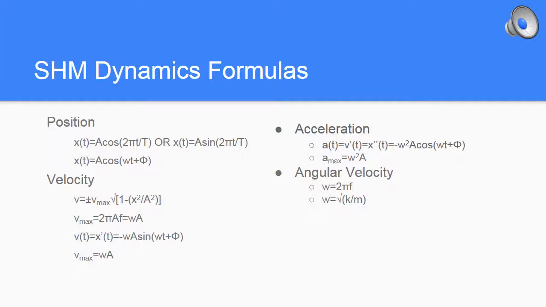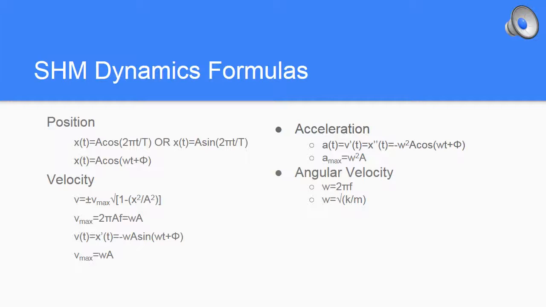The position can also be found by multiplying the amplitude times the cosine of the angular velocity times the time plus the phase constant of the object. And the phase constant describes a displacement that is not the maximum amplitude. The velocity can be found by multiplying the maximum velocity times the square root of 1 minus the displacement of the object divided by the amplitude of the object squared.